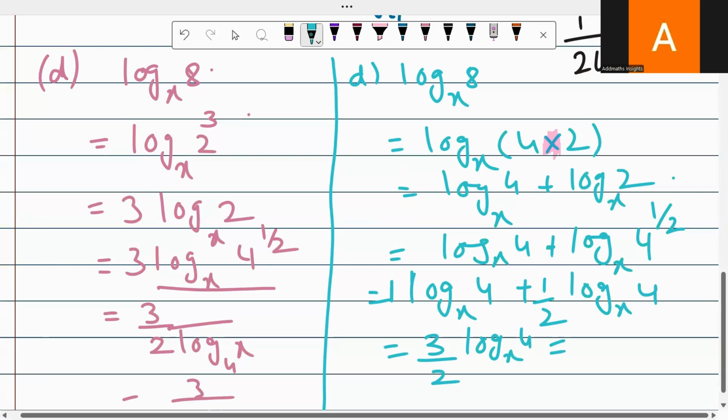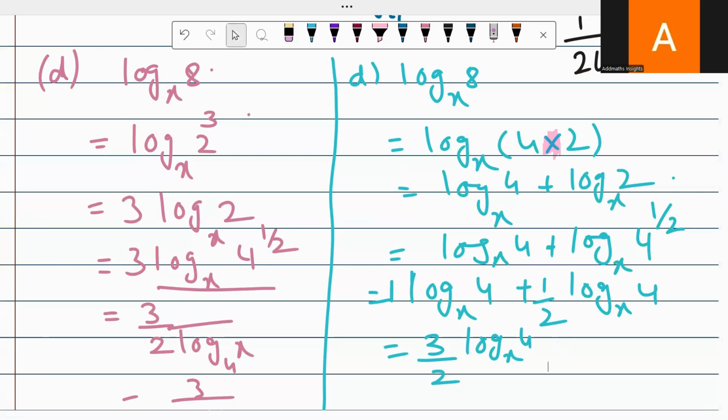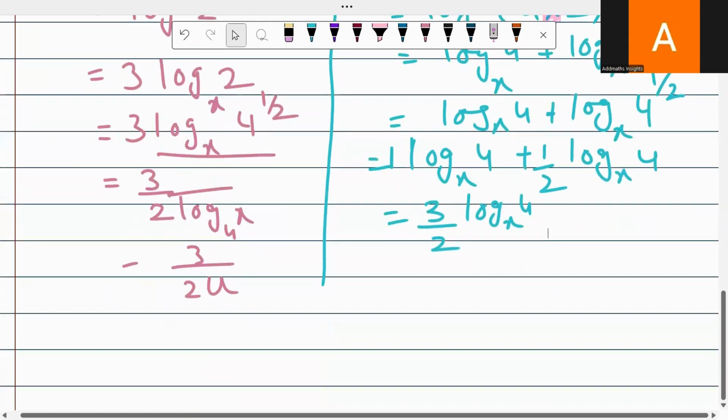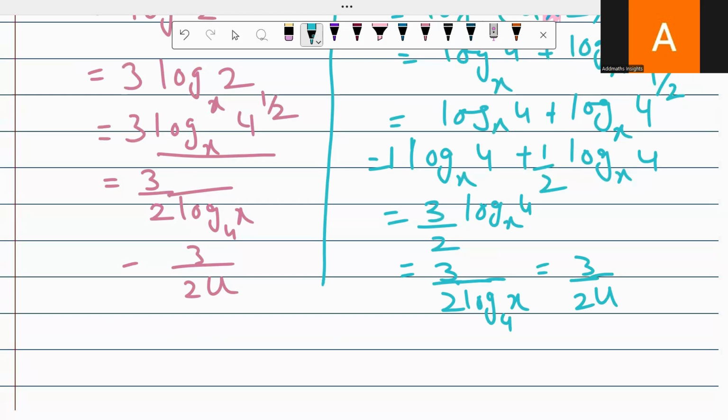Further, you take its reciprocal and can write it 3 by 2 times of log change base law. X4 becomes 4x and 4x is equal to 3 by 2 times of u. So you can use any one of the ways to solve the same question and you are going to get the same answer here. In further questions, you also apply these.